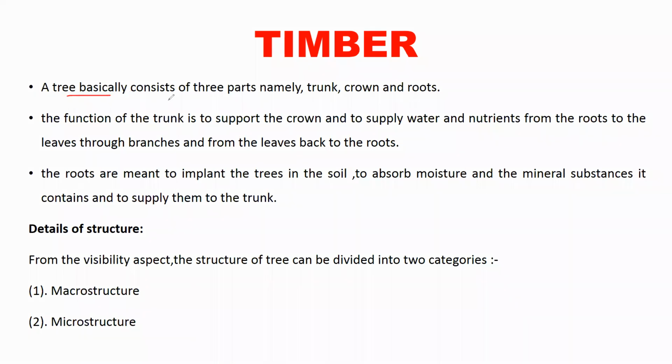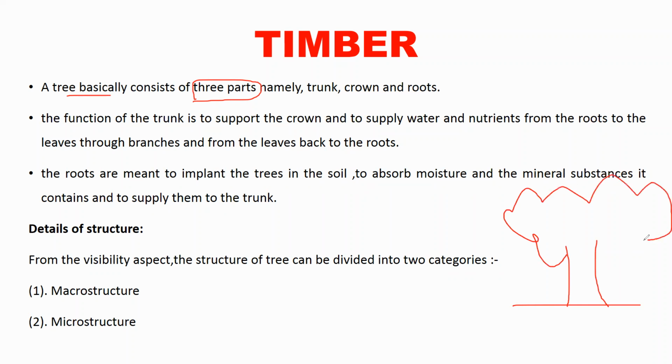See, a tree basically consists of 3 parts. If you take any tree, it will contain 3 parts. Suppose this is your tree. Namely, there are 3 parts in the tree. First is trunk. What is trunk? This portion from here to here is called the trunk. Next is crown. What is crown? This whole portion above the trunk is called the crown.